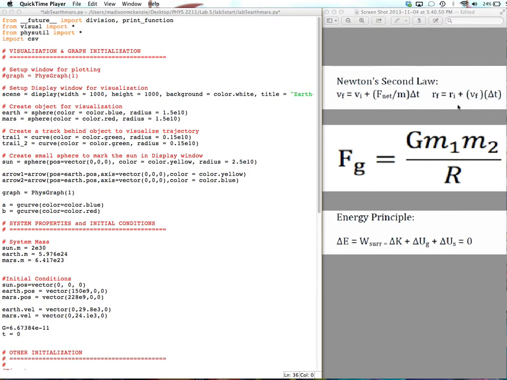The energy principle also stands because taking the solar system, in this case Mars, the Earth, and the Sun, as our system, ensures that no outside forces can act on them, which means the work done by the surroundings is zero. I also used the gravitational equation to find the gravitational force between the Sun and the relevant planet.